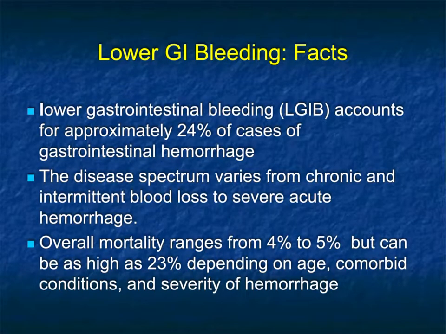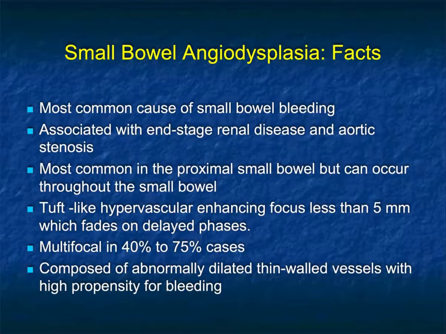Now, several other facts about lower GI bleeding. About a quarter of cases of gastrointestinal hemorrhage, spectrum from chronic and intermittent blood loss to severe acute hemorrhage. Again, the mortality and morbidity will depend on how early you make the diagnosis and how extensive the bleed is. Now, some of the findings and some of the possibilities.